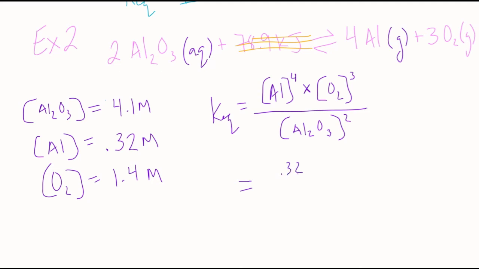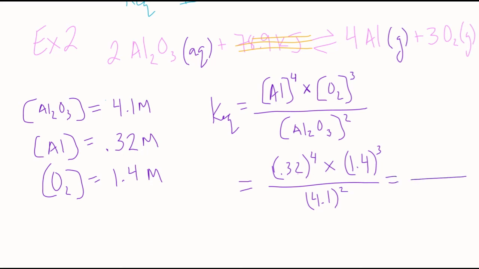Now I'm going to plug in those numbers. Okay, and again, I'm going to do the top part and bottom part separately just to keep the algebra straight. If you want to do it all in just one go, make sure you put the entire top and the entire bottom in parentheses. So our top comes out to 0.0287 and the bottom comes out to 16.81.